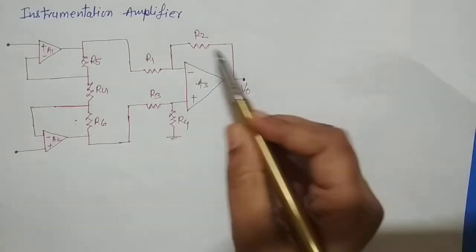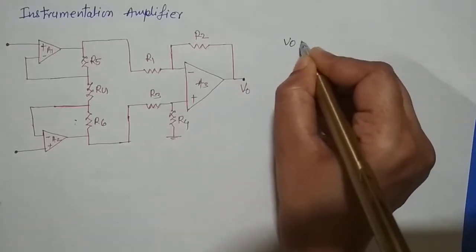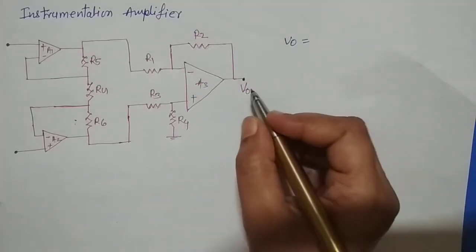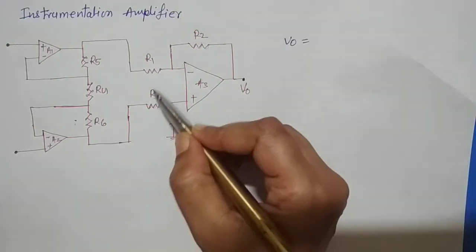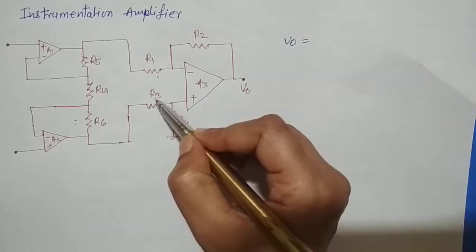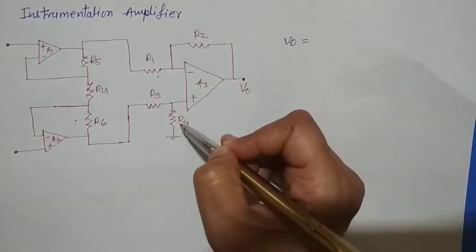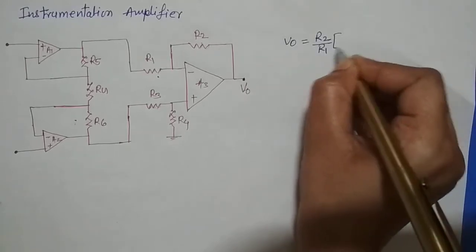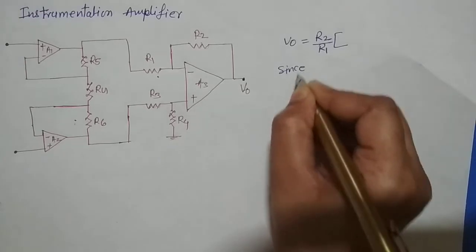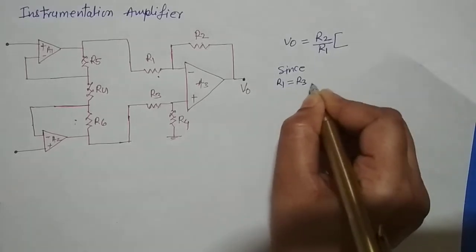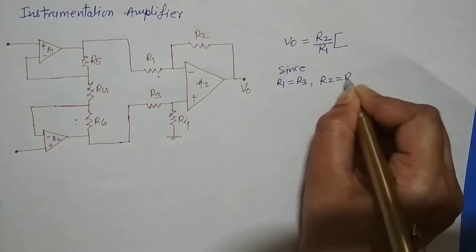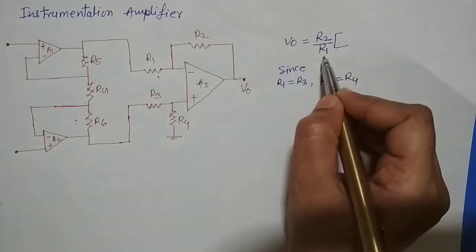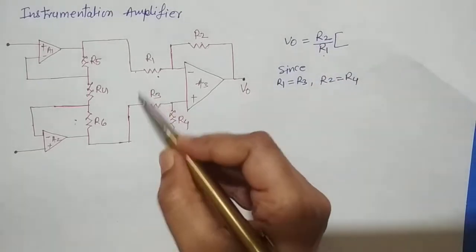Because this is the difference amplifier, the output voltage will be, as we have discussed in an earlier video on this difference amplifier, this resistance divided by this resistance. Since R1 is equal to R3 and R2 is equal to R4, the output voltage will be R2 divided by R1 into the difference input.